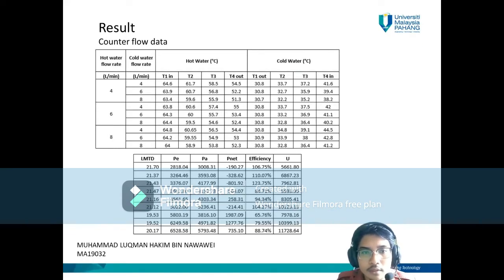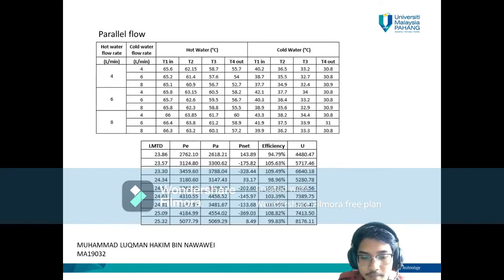Okay, for the result, these are the counterflow data that we get from the lab sheet. And then we calculate the LMTD, the power emitted, power absorbed, net efficiency, and then the U. These are the results that I get from the counterflow data. And for the parallel flow data, these are the results that I get.